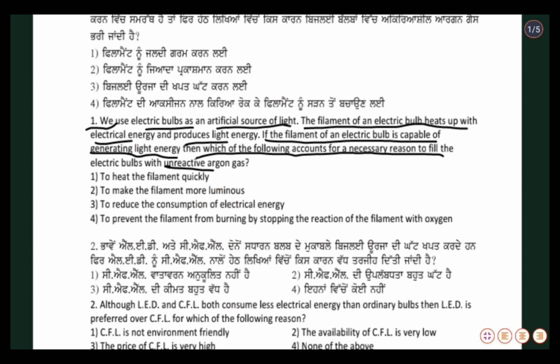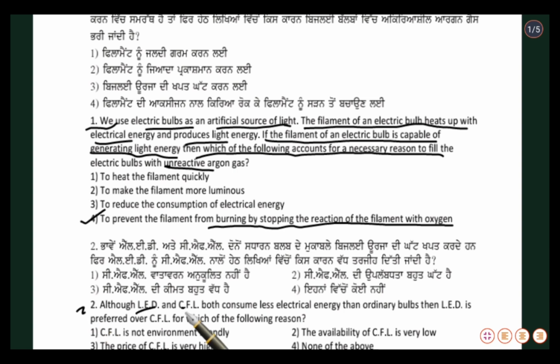So argon is a noble gas, right? Inert gas. It does not react with any other gas, right? So we have got the options over here: to heat the filament quickly, to make the filament more luminous, to reduce the consumption of the electrical energy, to prevent the filament from burning by stopping the reaction of the filament with oxygen. Right, and this is the right option. And this is why the argon gas is filled in the bulb, as this is the inert gas, non-reactive gas. So it stops the reaction of the filament with oxygen. Okay, so question number 2.